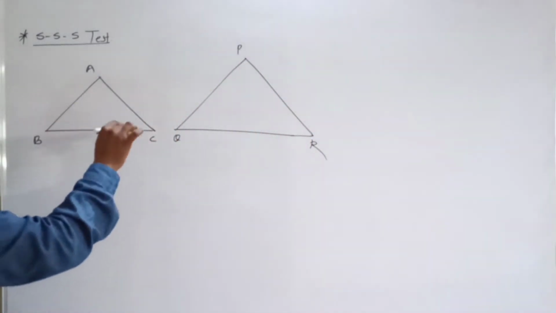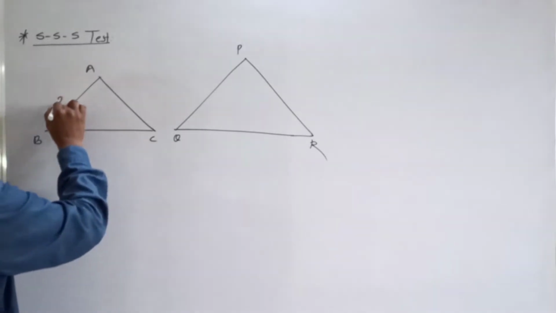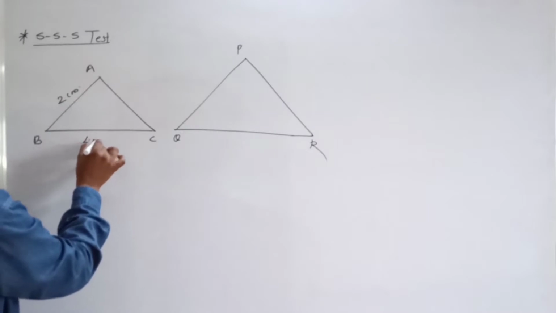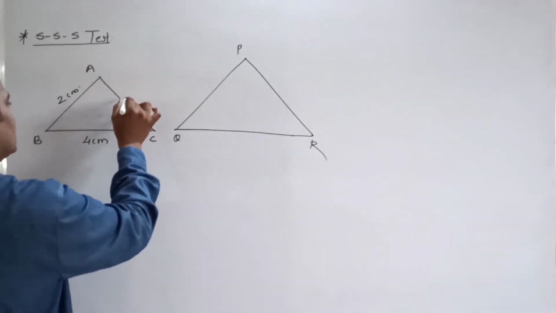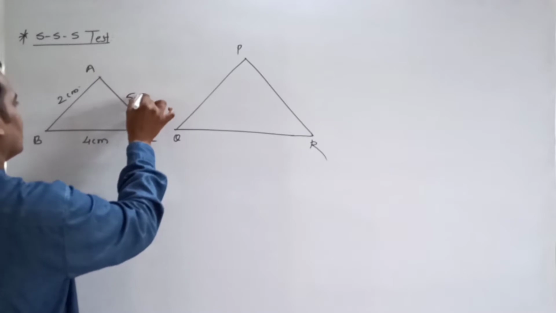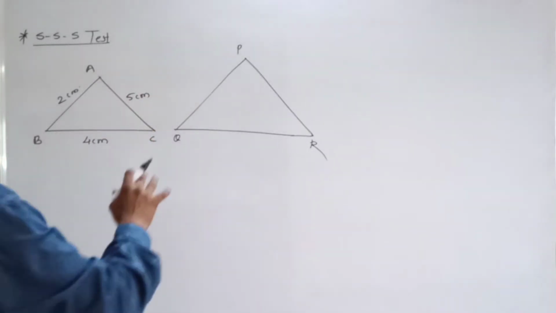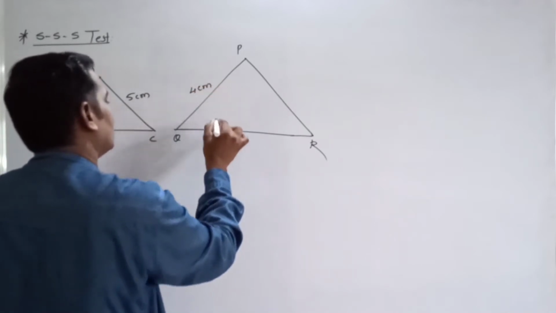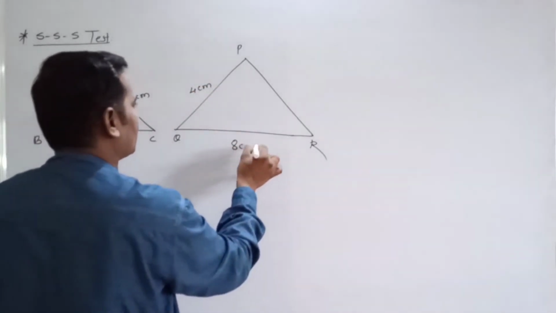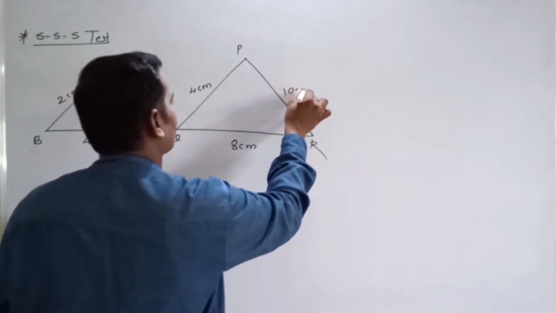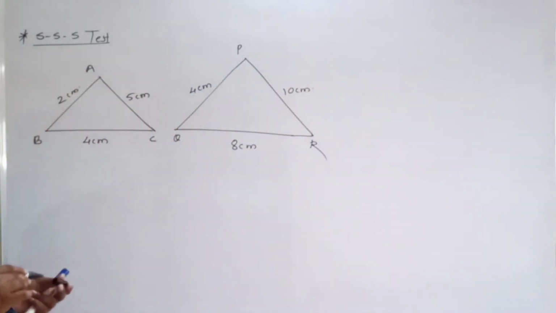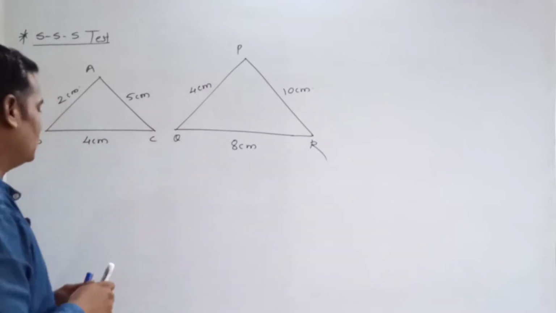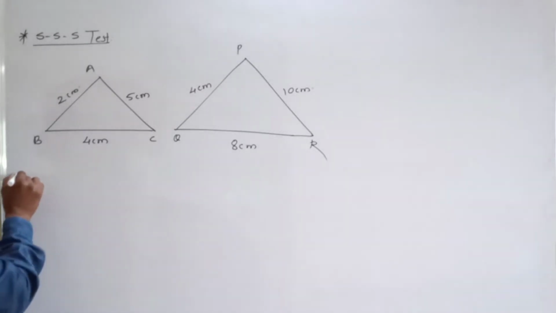Suppose in triangle ABC, AB is equal to 2 centimeter, BC is equal to 4 centimeter, and AC is 5 centimeter. Similarly, in triangle PQR, suppose PQ is 4 centimeter, QR is 8 centimeter and PR is 10 centimeter. Let's check whether the sides of these two triangles are in proportion or not.